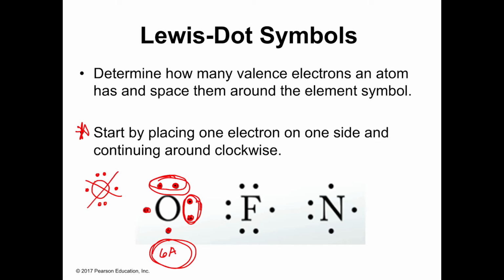Okay, now let's look at fluorine. Fluorine is in group 7A, so we have 7 valence electrons, so we go 1, 2, 3, 4, 5, 6, 7. Nitrogen is in group 5A, so it has 5 valence electrons, so we go 1, 2, 3, 4, 5. Now, you'll notice that it doesn't matter where I start. If I started on the bottom or the top or on the left, it doesn't matter where I start putting electrons. You always need to put 1 electron on each side before any get 2.